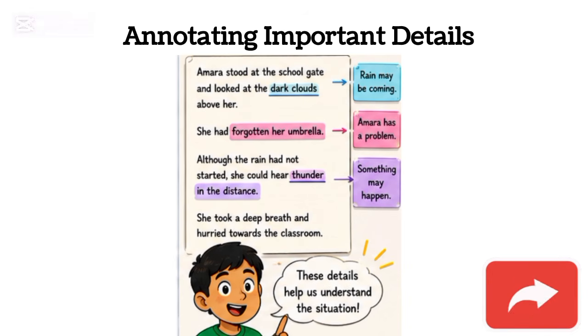That's going to tell us that, okay, Amara has a problem. So we're going to underline that or watermark that. That's another way of annotating. And we're going to say Amara has a problem, or you can also say Amara's problem.